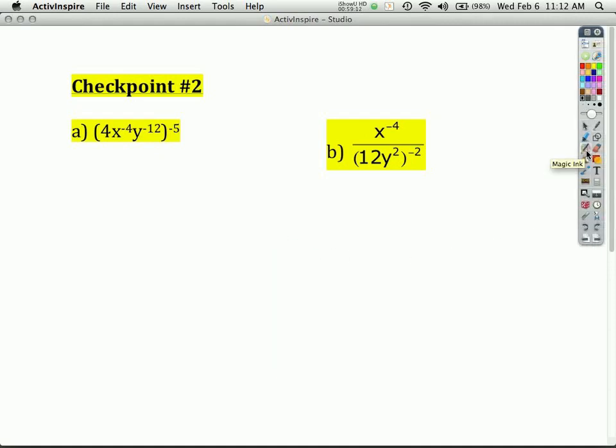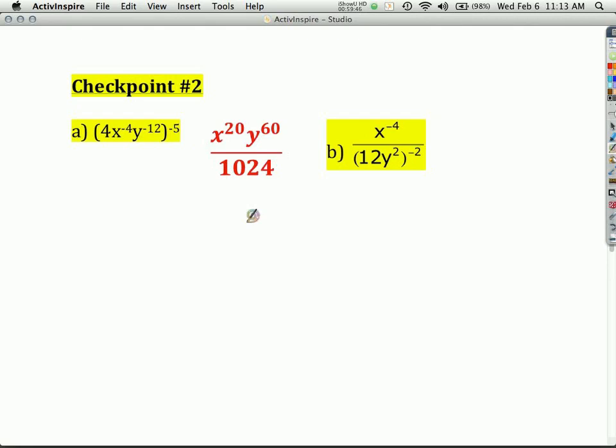Part A, what did you get? One, two, three, four, five confident people, one semi-confident person. Tyler, Austin, and then Brianna. What'd you get, Tyler? I got x to the 20th power, y to the 60th power over 1024. Okay, what'd you get? X to the 20th power, y to the 60th power over 1024. So I'm pretty sure that's exactly what he said. Brianna, you got the same thing? That is the correct answer.